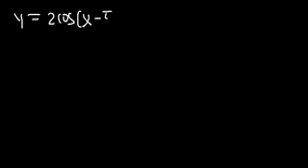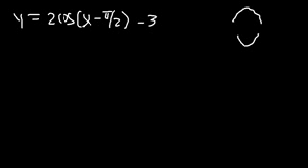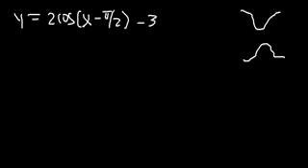So now let's say we have this function, y is equal to 2 cosine(x minus pi over 2) minus 3. Cosine starts like this, it starts at the top. Negative cosine starts at the bottom. Cosine starts like this. Negative cosine starts like that, if you just want to draw one cycle.